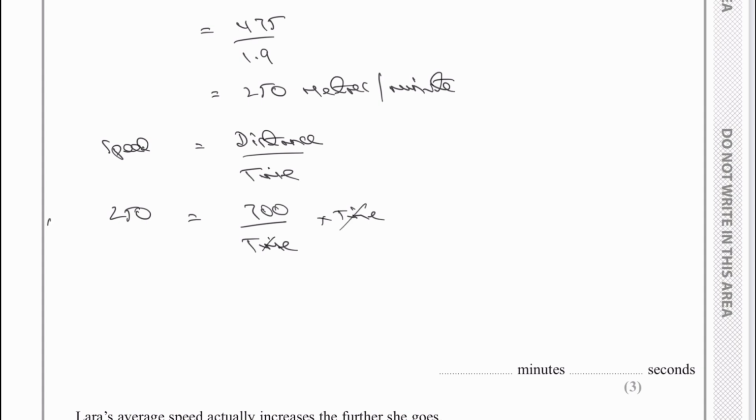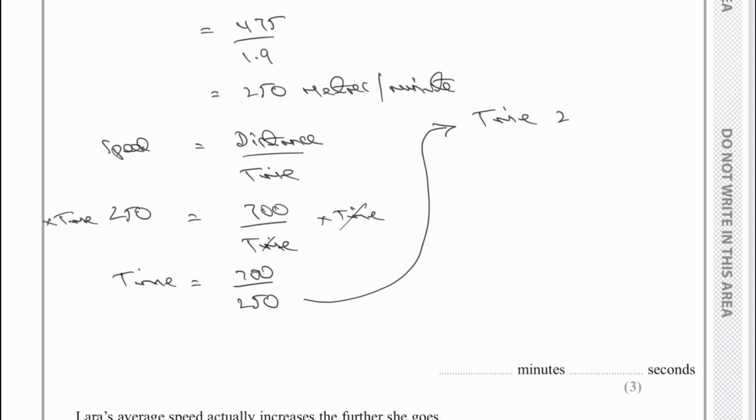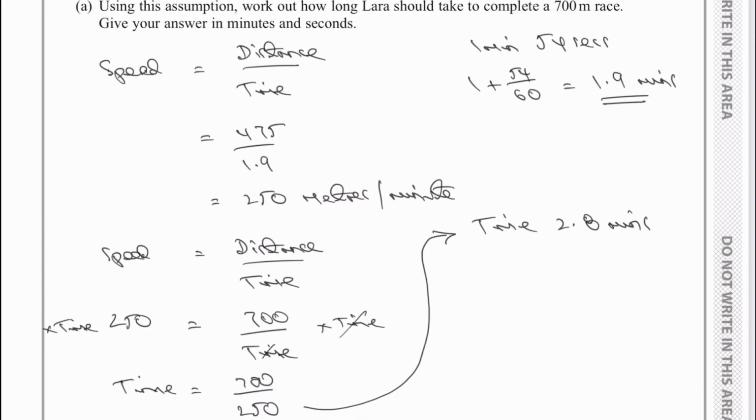What I would normally do is I'd make time the subject. So therefore if I multiply this by time, I get time times 250 equals 700, and therefore if I divide through by 250, I get time equals 700 divided by 250. So what I'm basically doing is swapping one to the other. Now what that gives me then is a time of 2.8 minutes. Okay, now remember how we did this before, that effectively I've got 2 minutes and then I've also got 0.8 of a minute, which is this bit here.